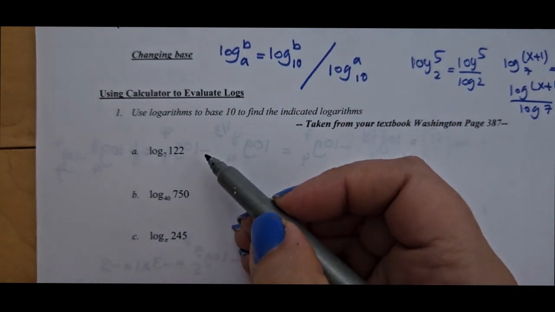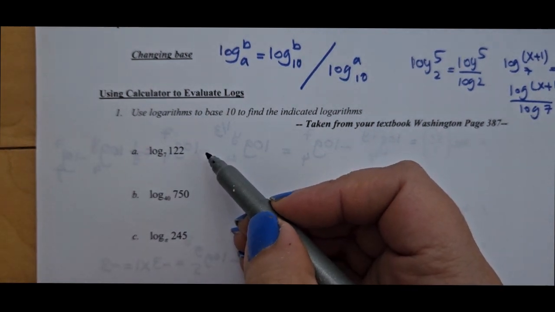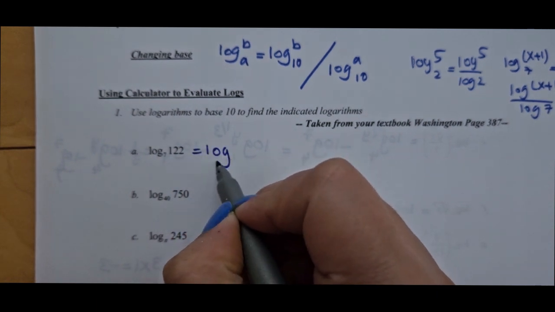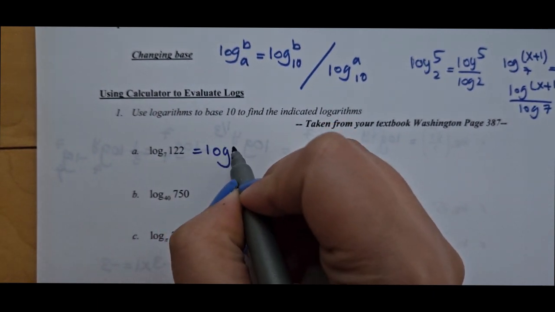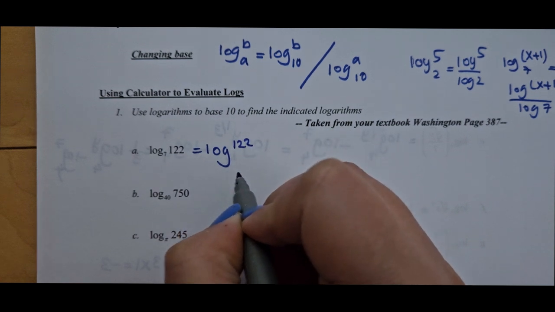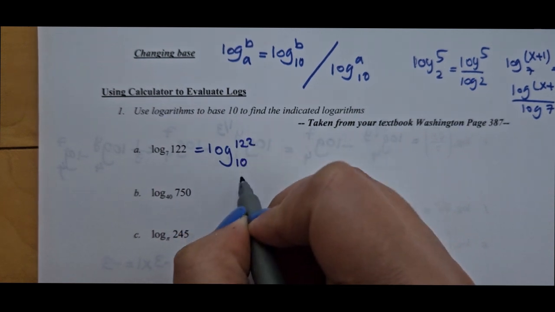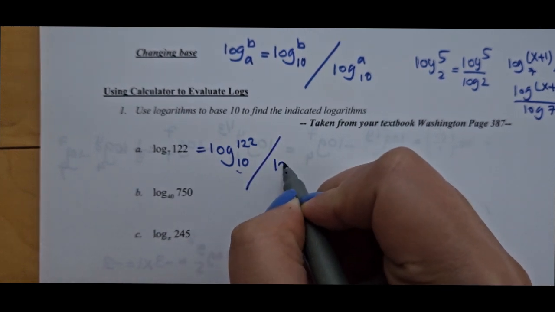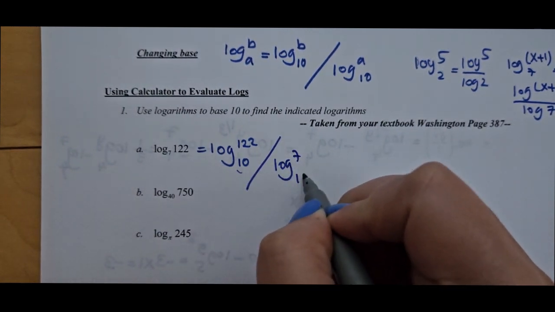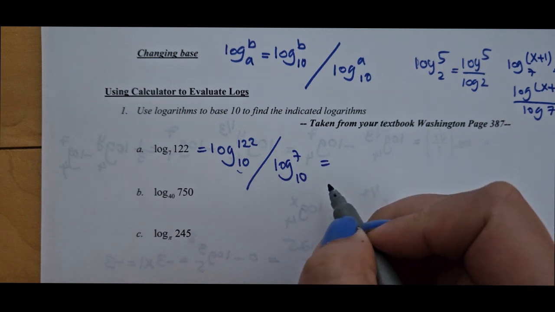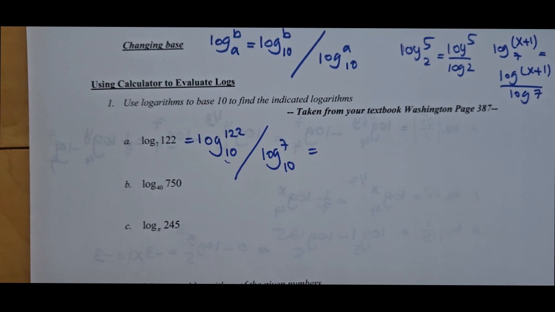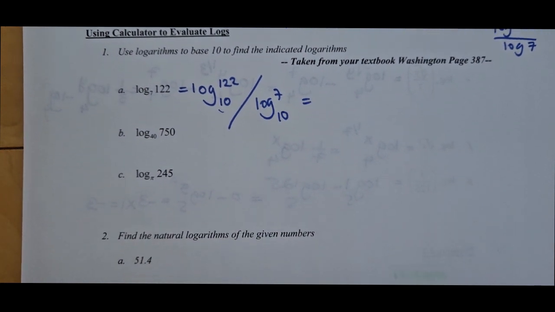Now, for practice, I want you to use your calculator to find the values of this logarithm. So I'll help you with the first one, and you guys can do the next one. Because I want to use the calculator, I use 10 as the base. So that would be log 7 to the base 10, and you find the answer using your calculator. Okay.